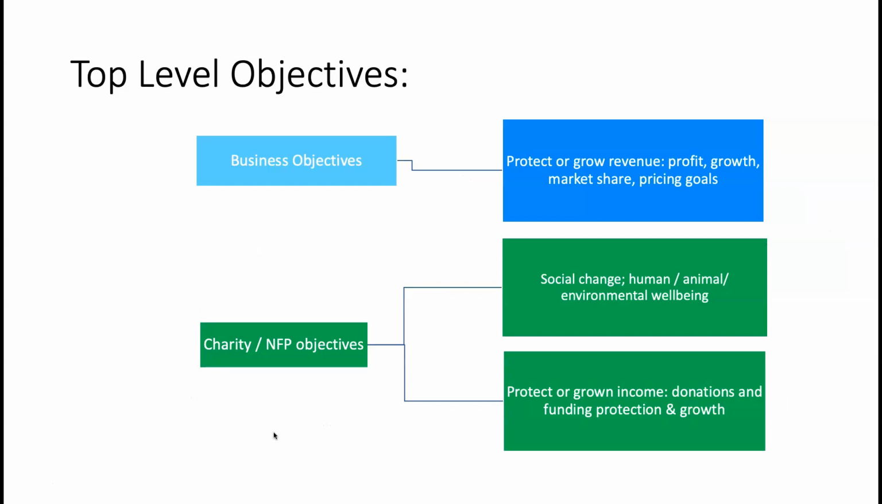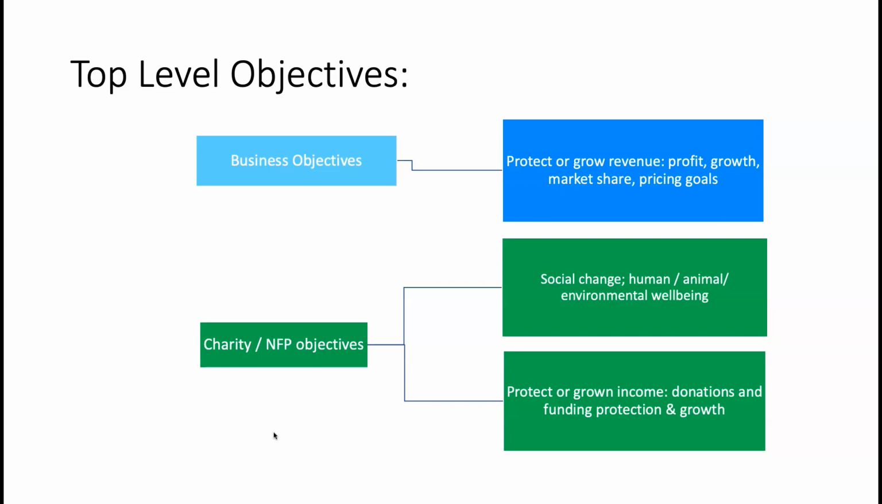So top level objectives, just to recap, will vary depending on whether your organisation is a business and it's for profit, or whether it's a charity or a not-for-profit. Generally, businesses are concerned at the top level with protecting or growing their revenue, protecting or growing their profit, growing their market share, or perhaps pricing goals such as getting people to trust or value their brand so they can charge more. Charities, on the other hand, are generally concerned with social change, whether that's human or environmental well-being, but they too need to protect or grow their income.